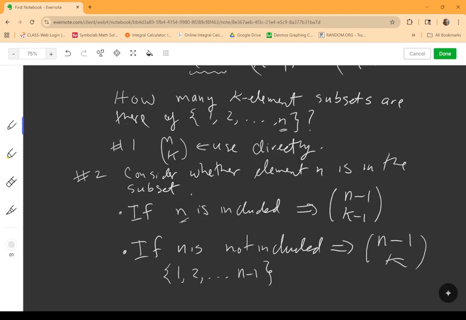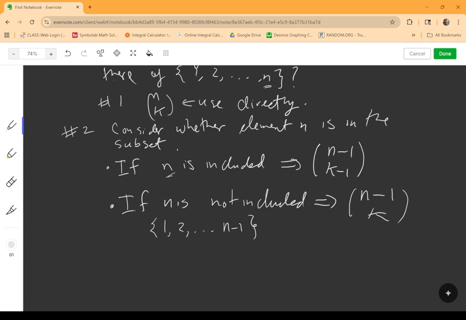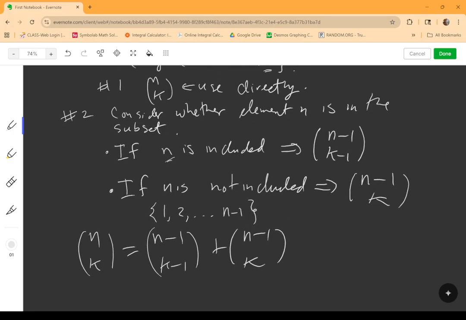Now, thinking of the principle of inclusion-exclusion, these cases are disjoint. n is either included or it's not included. Those are completely separate, with no overlap between them. This covers all cases. So n choose k is equivalent to thinking of it as either it's in the set and you count it like this, or it's not in the set and you count it in this manner, and then combining gives you n choose k.